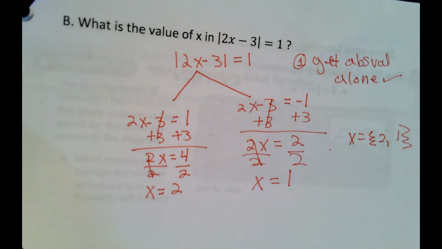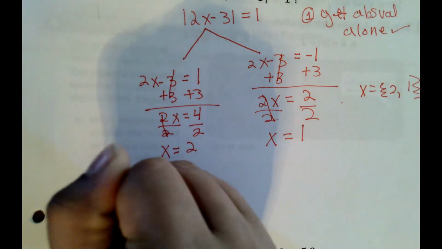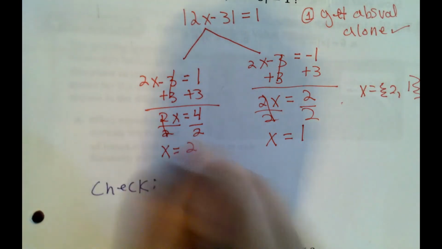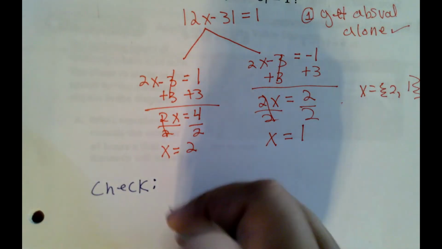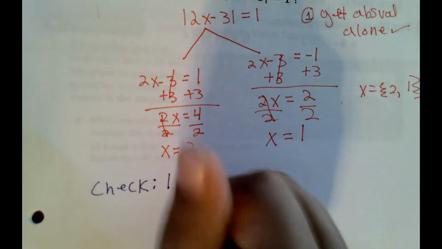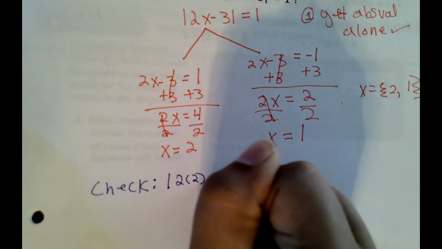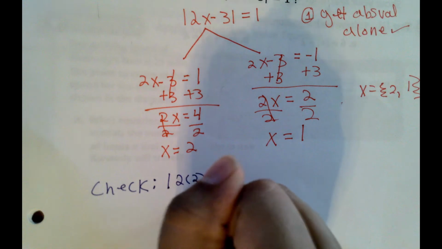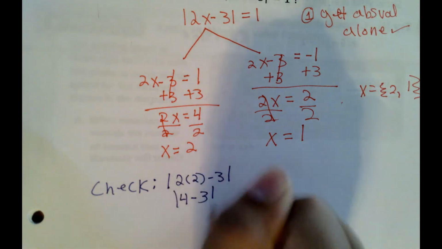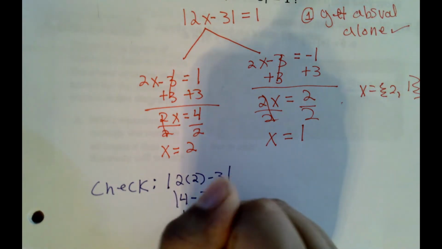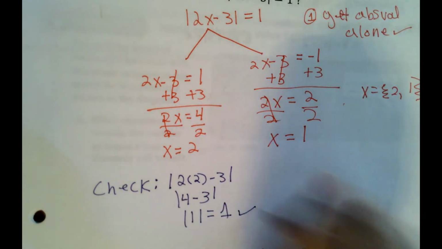Not too bad at all, right? Let's do a check. So, if we're going to check this, we're just going to plug it in. 2 times 2 minus 3. So we're going to get 4 minus 3. And then we're going to get 1. And the absolute value of 1 is in fact 1, so it works.